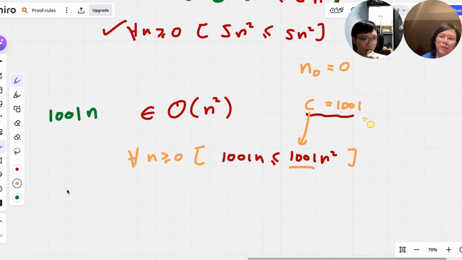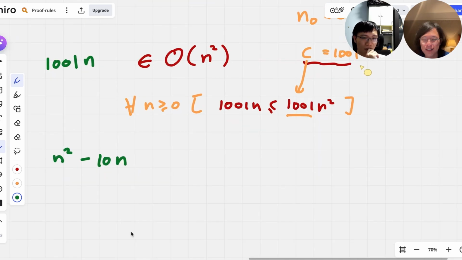I'm trying to think of an example where you're forced to use the n0 and you have to plus or minus a constant. So I'm thinking we do n squared minus 1,000 n, or let's say minus 10n. I think this would be an example where you're forced to use n0.